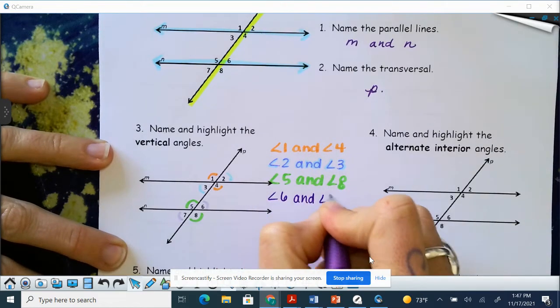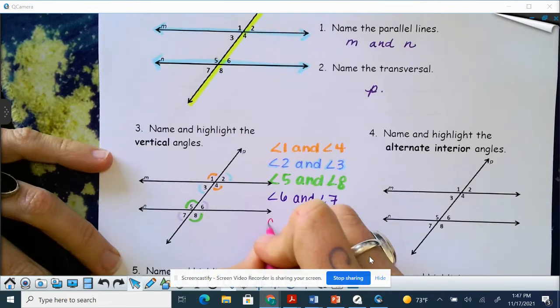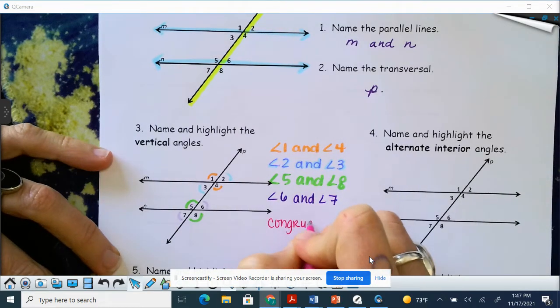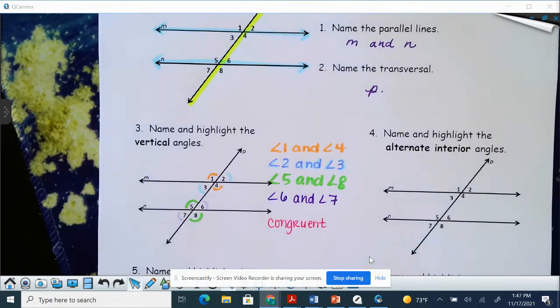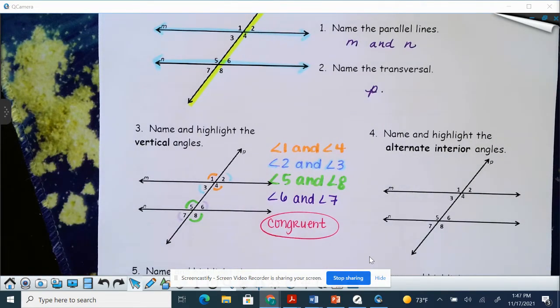And that means that we know that all of these pairs are congruent. That means 1 and 4 are going to be the same. 2 and 3 are going to be the same. 6 and 7, 5 and 8. So all of these pairs are going to be the same angle measure if one was given.